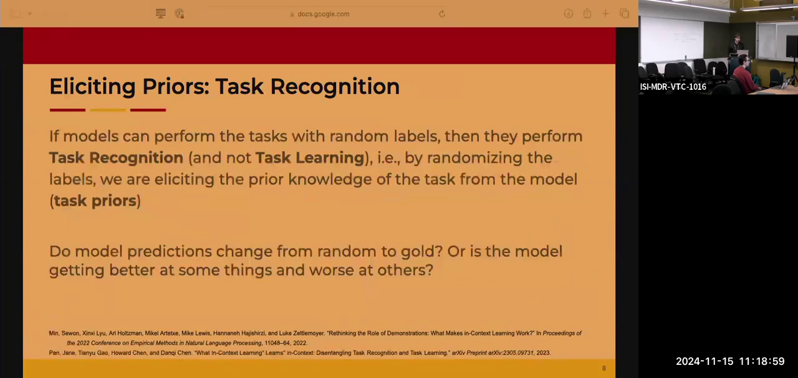And so here we want to state that if models can indeed perform tasks with random labels, then in this specific setting, at least, they are performing recognition and not performing any learning. Namely, by randomizing the labels, we are eliciting the prior knowledge of the task for the model, which we will henceforth call task priors. We want to look at not how this scales with more examples necessarily, but we also want to look at how these priors affect the posterior predictions of the models. Do the model predictions change when we provide random labels compared to gold labels, or is the model getting better at some things and worse at others?